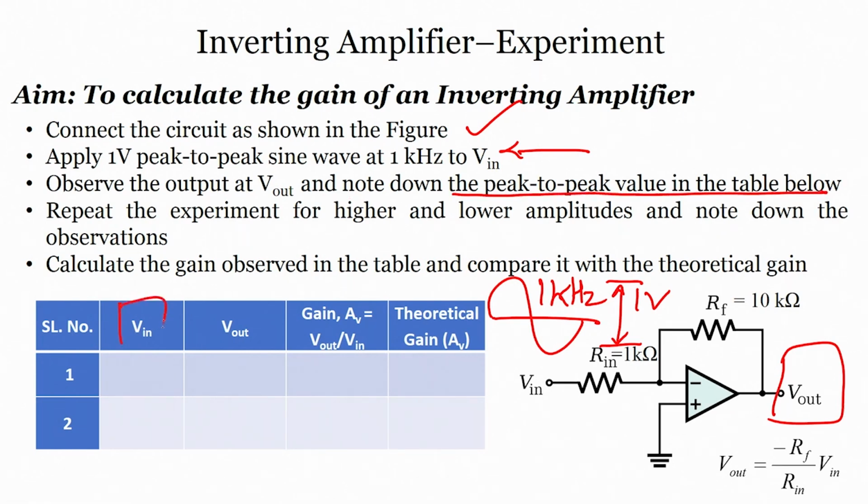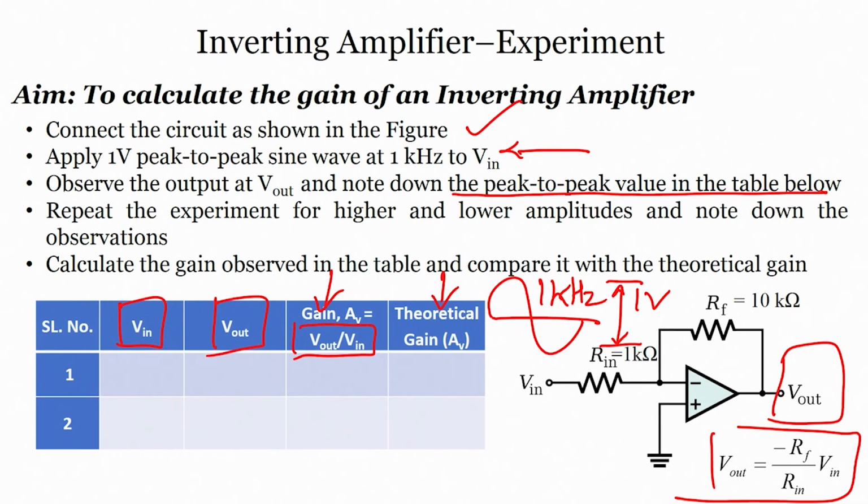The given table has V in and V out, these two things are given, right. What is gain? Gain is nothing but V out by V in. This is the formula for V out. From there how can we find the gain? Earlier I said V out is nothing but minus RF upon R in into V in. Gain is V out by V in, right. So, what is the actual gain, that is the experimental gain, and what is the theoretical gain? We can measure both the things, and let us do this experiment today.